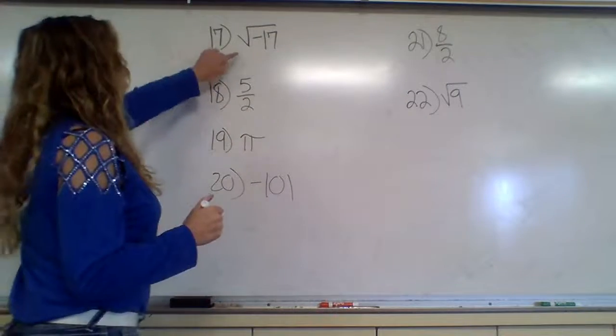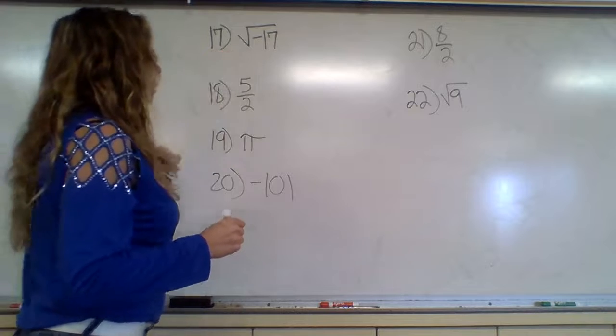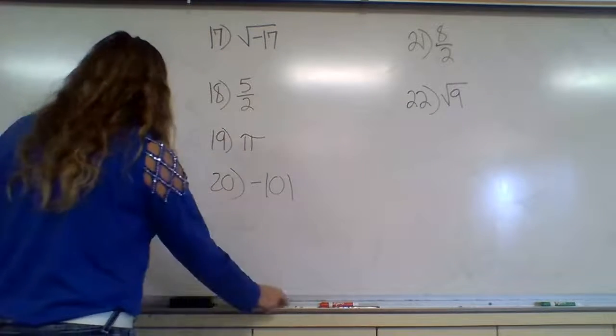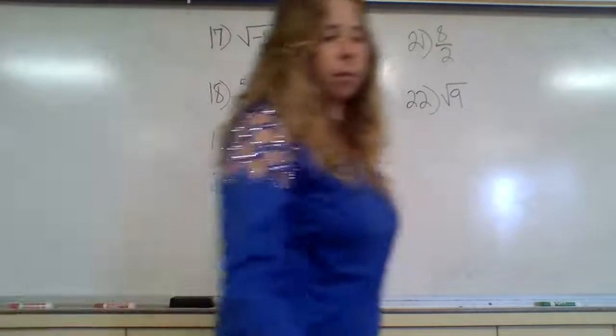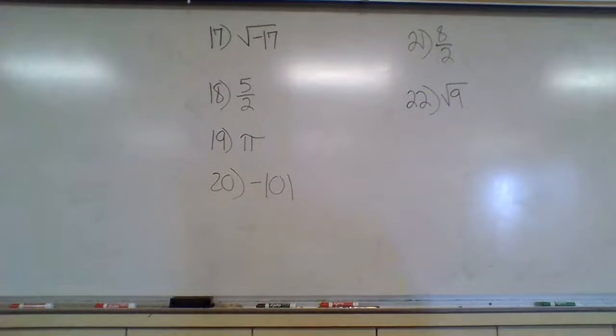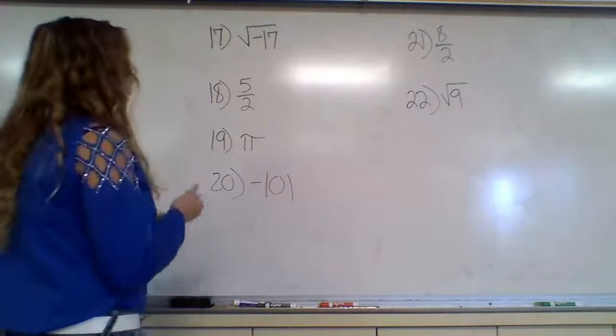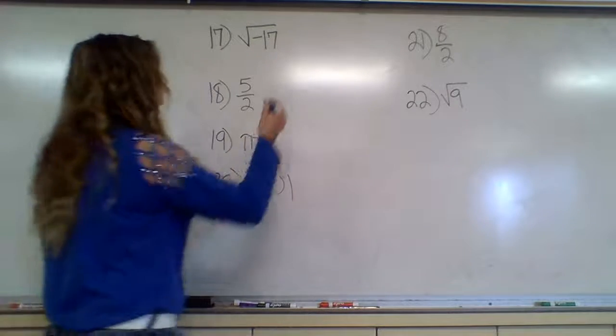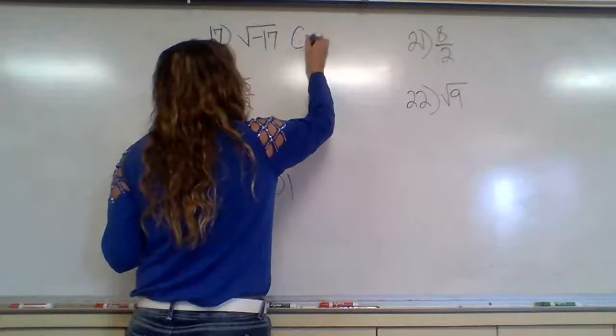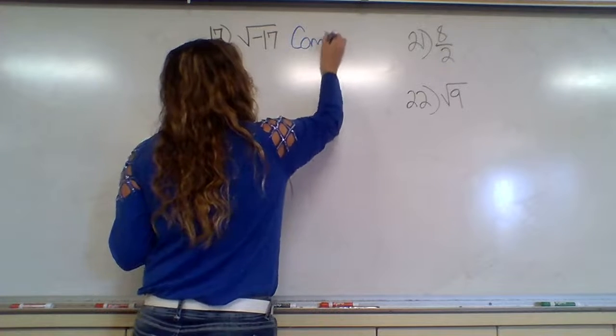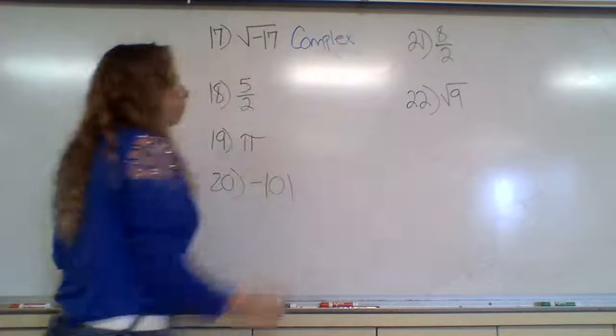Here we go. 17 is the square root of negative 17. So you're taking the square root of a negative number. That's automatically complex. Square root of a negative number: complex.